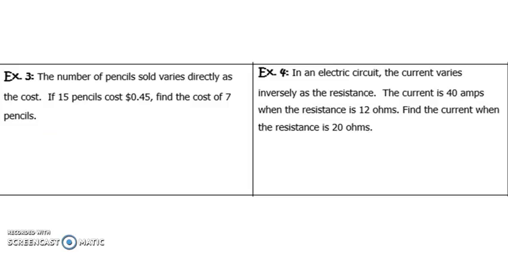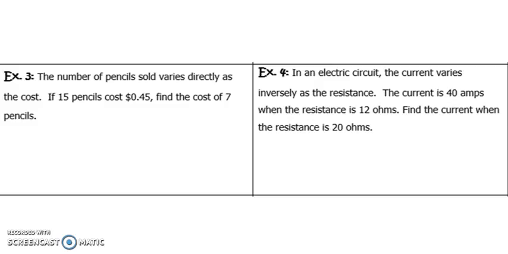Now, if we look at our word problems, the nice thing about the word problems is it will tell you whether it's a direct or inverse variation. So you won't have to guess, but you have to be able to identify what's y and what's x, whether it gives you the variables x and y or whether it gives you different letters. So if we look at example 3, the number of pencils sold varies directly as the cost. If 15 pencils cost 45 cents, find the cost of 7 pencils.